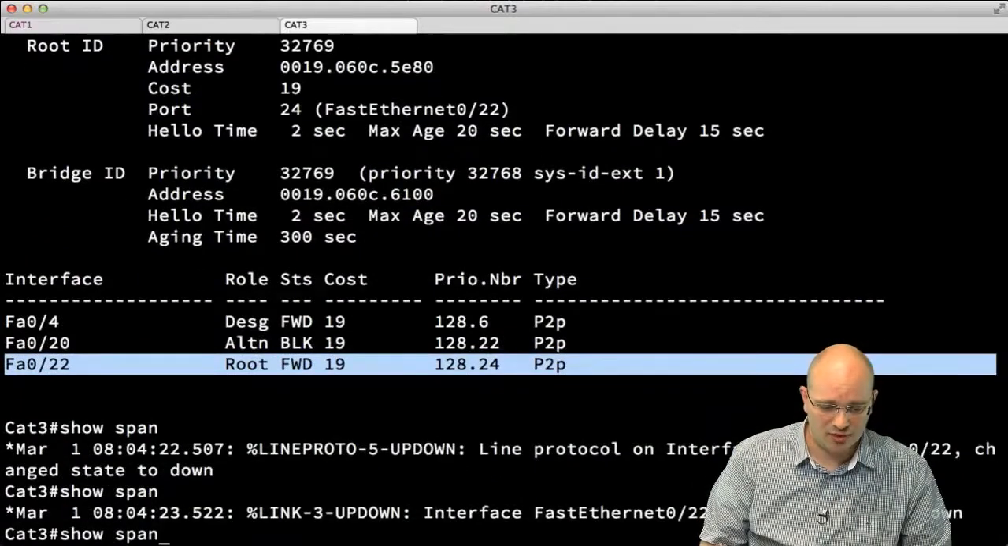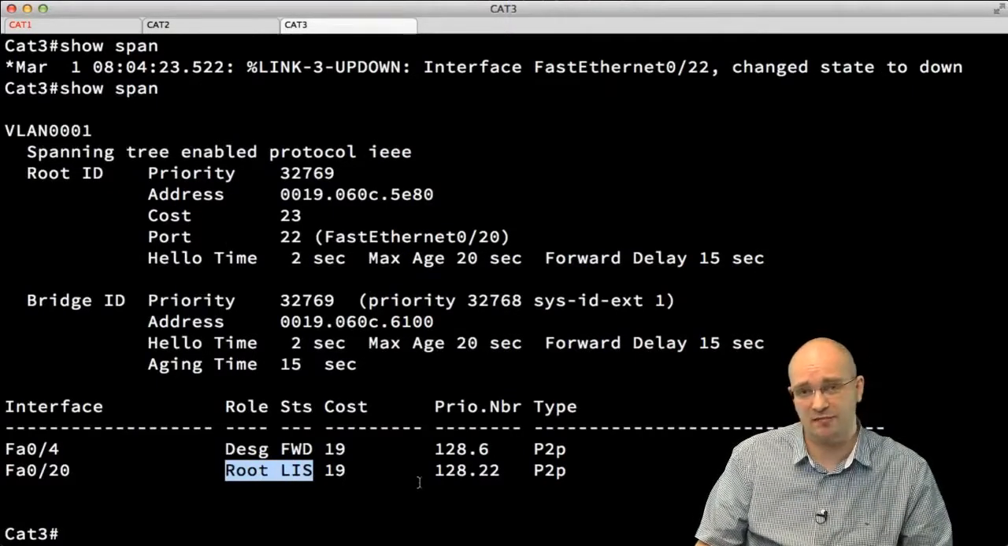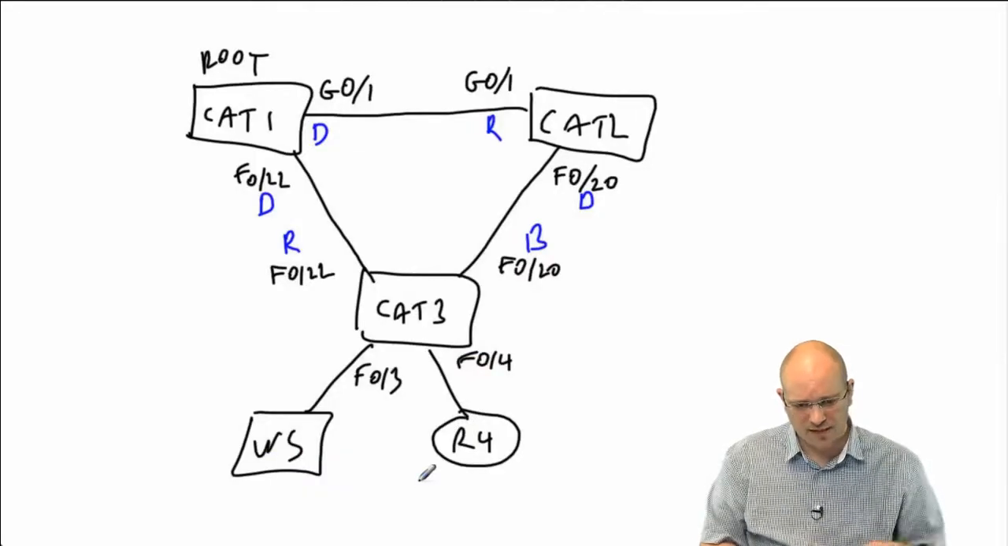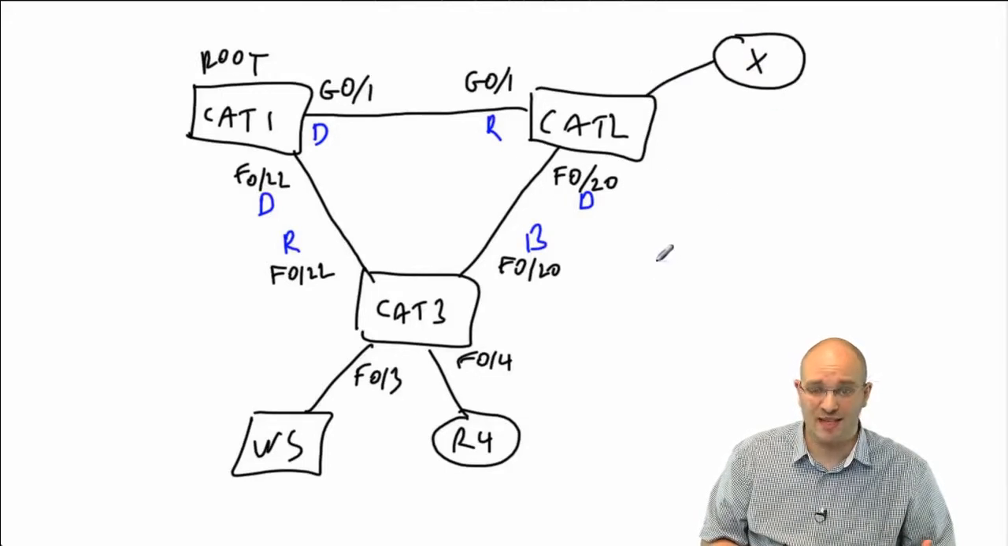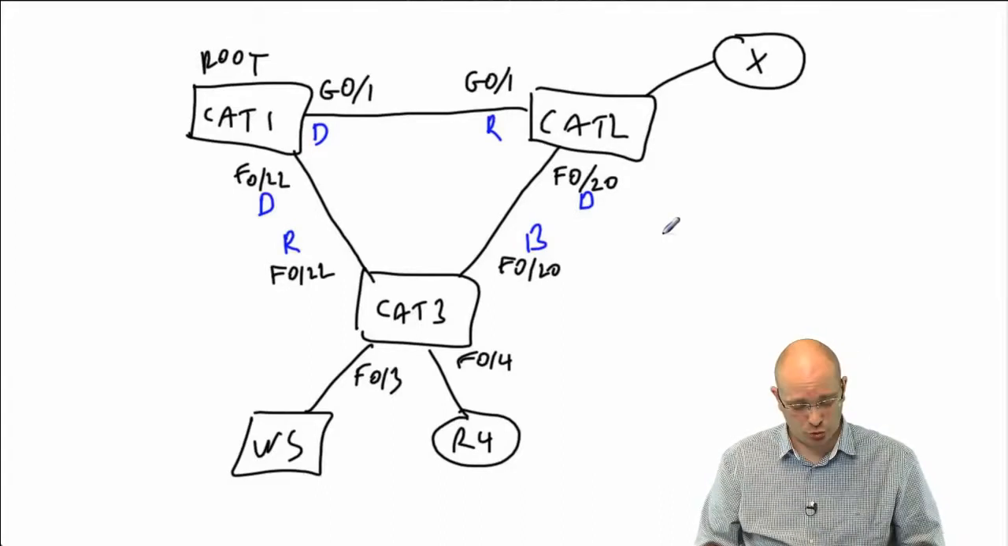When the interface goes down, if I repeat show spanning tree, I will see that fast Ethernet 20 has now transitioned into listening phase, which means that if I had any other host on this network behind my Cat3, and if I wanted to communicate to a host that was, say, here behind Cat2 in the same VLAN 1 in this case, I wouldn't be able to do so.